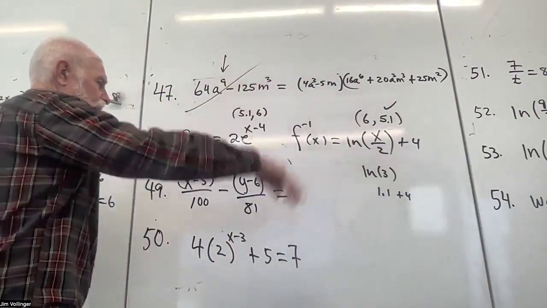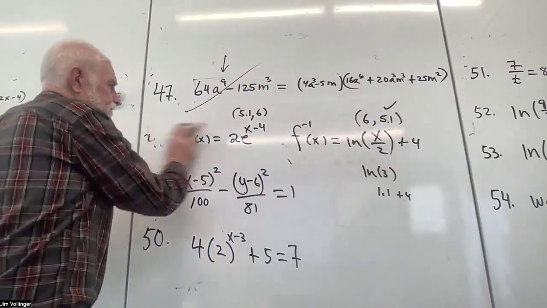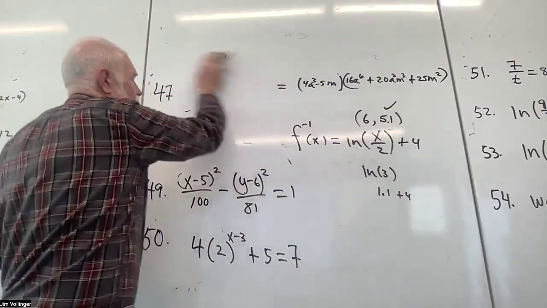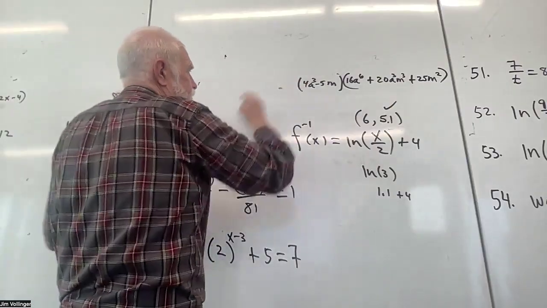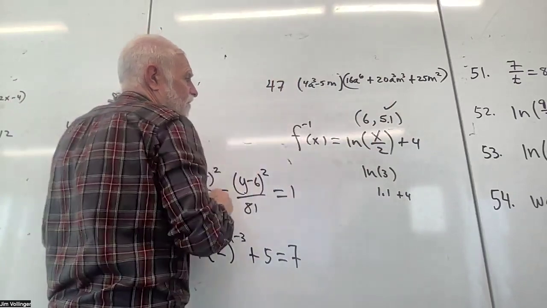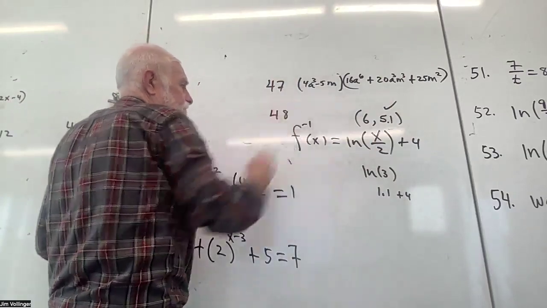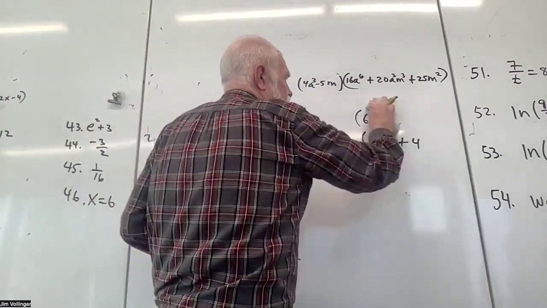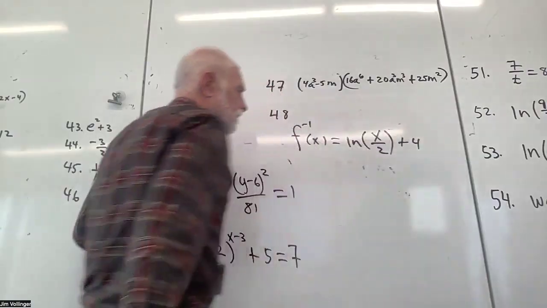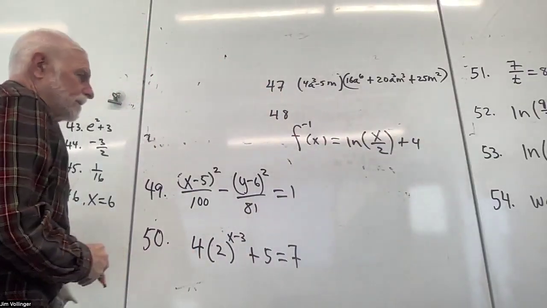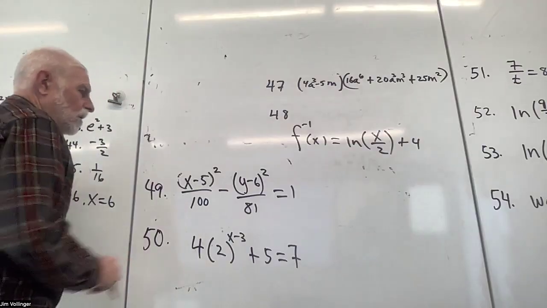All right, I forgot to put problems over there, but that's all right. That was 47. f⁻¹(x) is 48. Clean it up a little bit so that if somebody is moving around in the video, it might help a little bit.